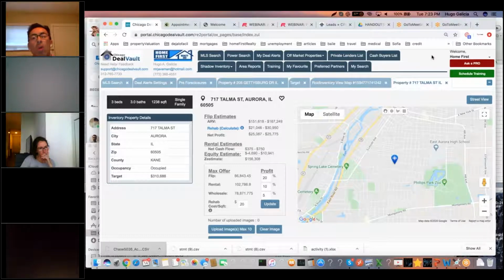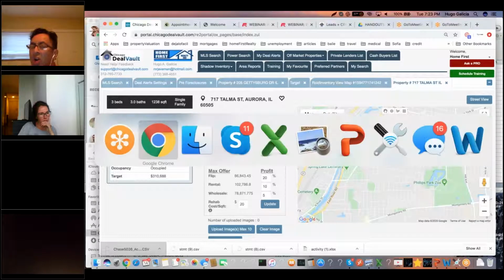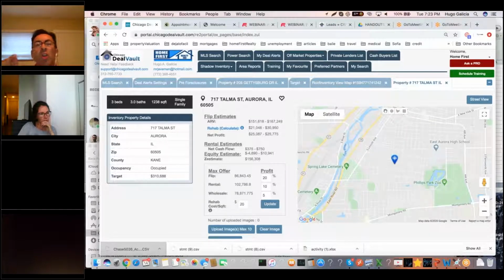Remember, you're going to be making money in real estate the minute you get a great deal under contract. Not when you do the rehab, not when you do the rental, not when you flip. No, you're going to be making money when you get a property under contract for a great price. It is that simple.